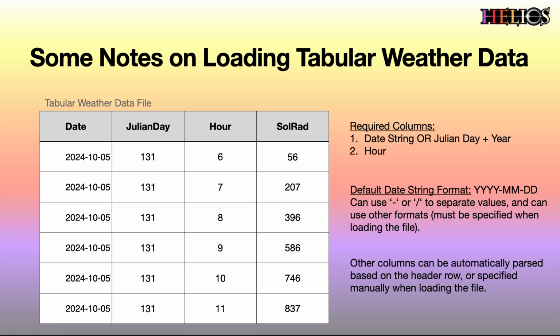We also need a column for our hour. That's the minimum sort of time field that's needed. You can also have columns for a minute or other things, but that's optional. We just need at least an hour. Any other columns are going to be parsed and then loaded as a time series. If we have a header in our tabular data file with a string, then it's going to use that as the name of our time series to reference it later, or we can manually specify what we want to name those columns as we reference them later within our code.